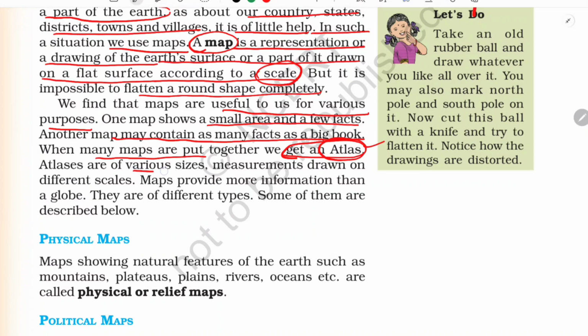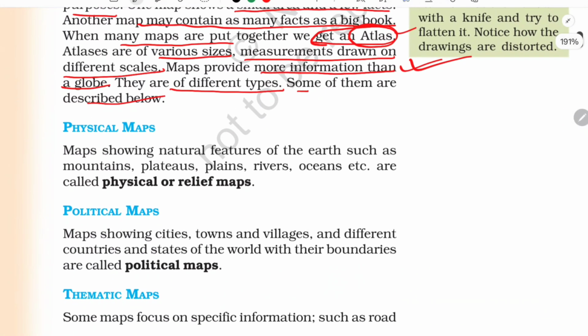So atlases are of various sizes and measurements, drawn on different scales, and maps provide more information than a globe. We have already known that, isn't it? And they are of different types. So let us see the types of maps here. Basically here three types of maps they have given: first is the physical maps, political maps, and the thematic maps.